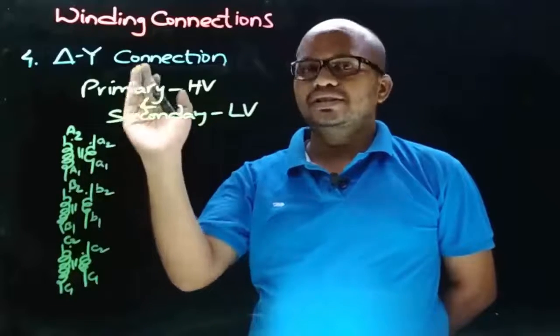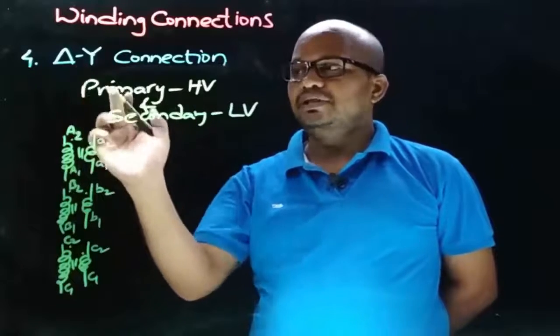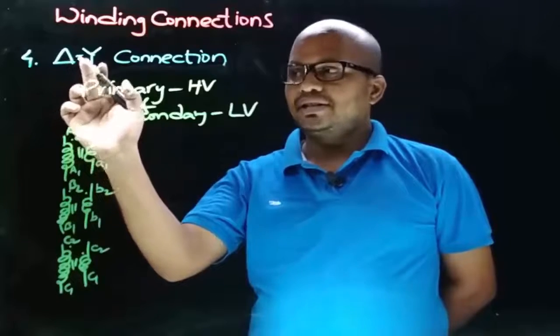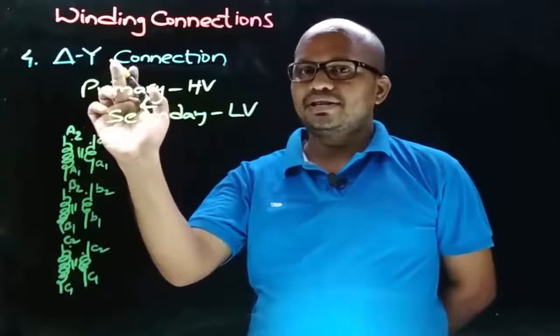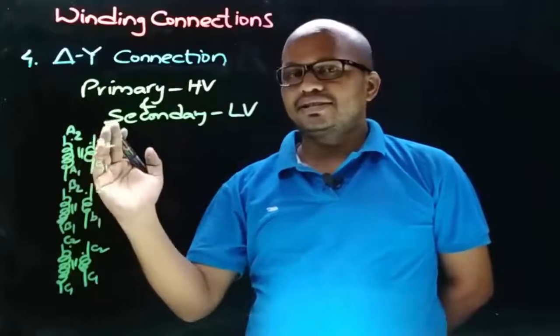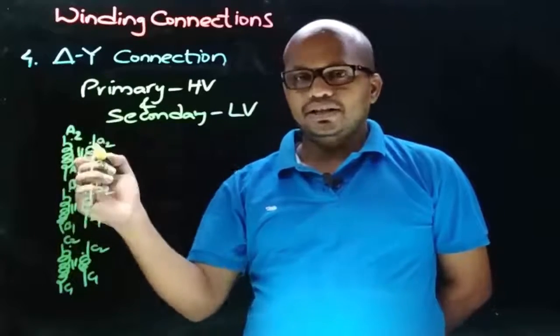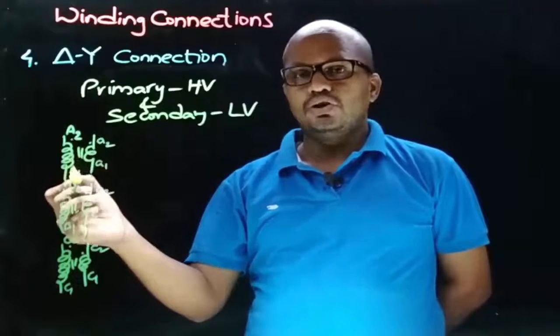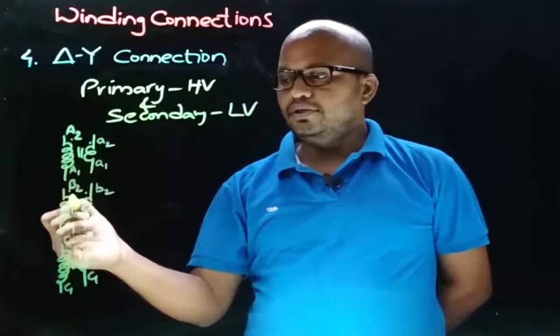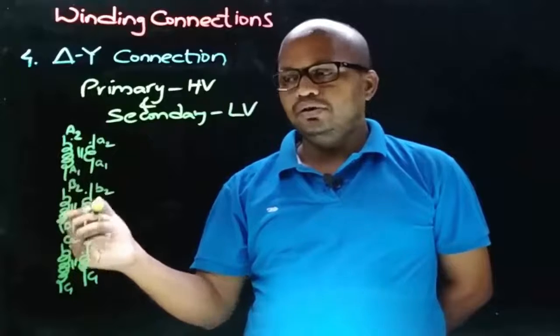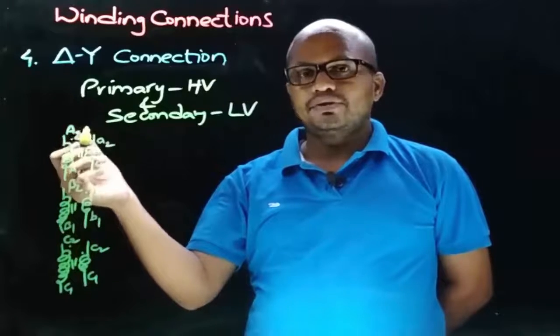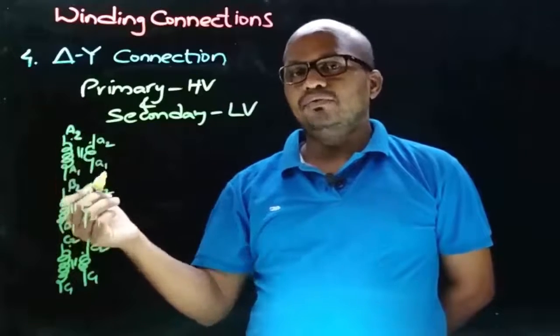So now as we are studying the case of delta star connection, means the primary side windings are connected in delta and secondary side windings are connected in star. So now first let's connect the primary side windings in delta, and to obtain the delta connection we are joining the non-dot end terminals of one coil with the dot end terminals of other coil, or we are joining the dot end terminals of one coil with non-dot end terminal of other coil.